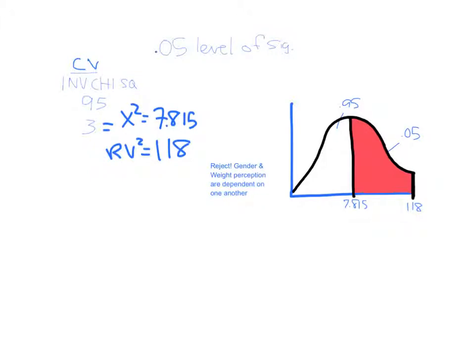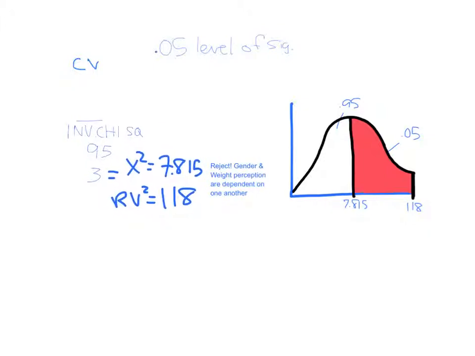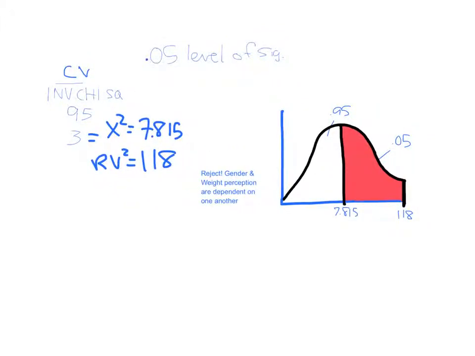To find the critical value, we use inverse chi-square. So in your stat list editor, you do F5 and then 2, inverse, and then 3, inverse chi. And since it's a 0.05 level of significance, you enter 0.95, and then we already went over that our degrees of freedom is 3. And that would give us, for x squared, 7.815.